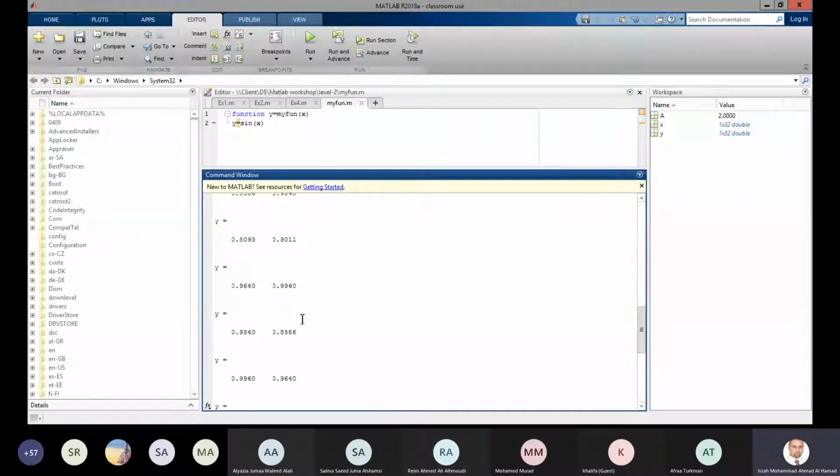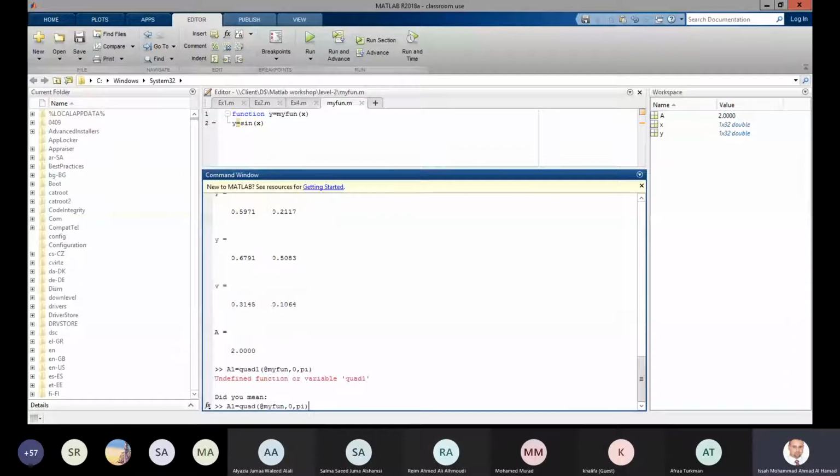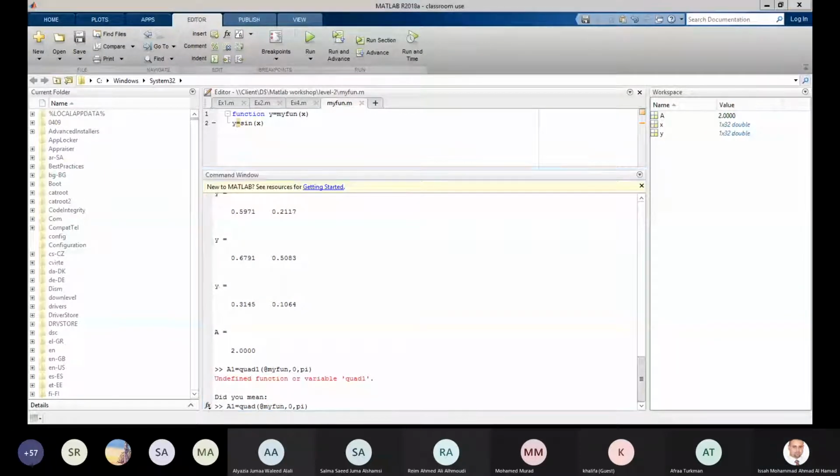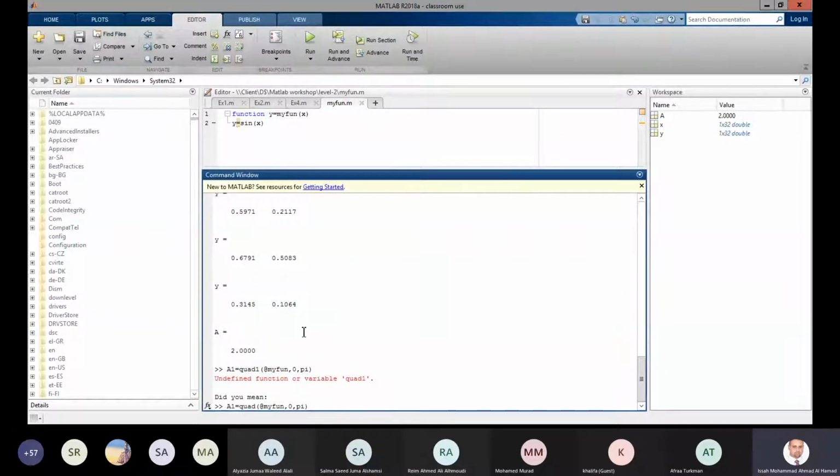Now the second method for numerical integration is called the Lobatto quadrature. We do it like this. I will call this A1. You just add 1 here, quad 1. Okay. Should be quad L, sorry, quad L. Quad L, Lobatto, yes, quad L. I'm sorry.